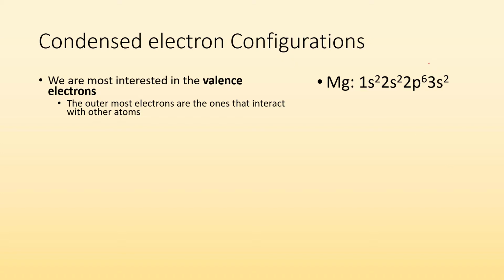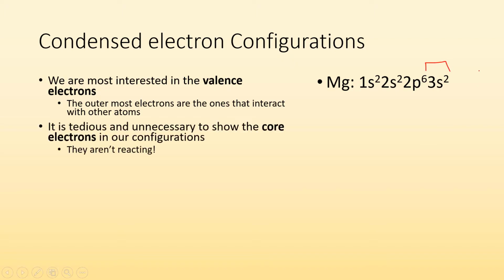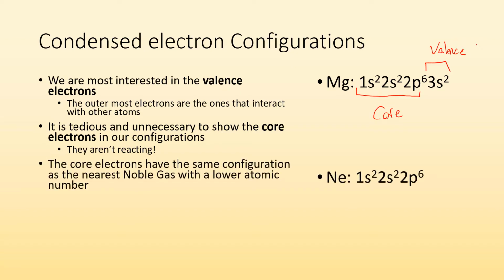So the valence electrons for magnesium would be in that third principal energy level. And it's tedious and unnecessary to show the core electrons. So these ones would be the core. Anything that's not the valence electrons are the core electrons. They're not reacting. They're not the ones bumping into other atoms and making stuff happen. So we're not usually interested in them so much.